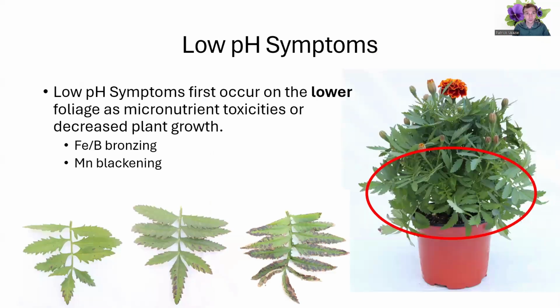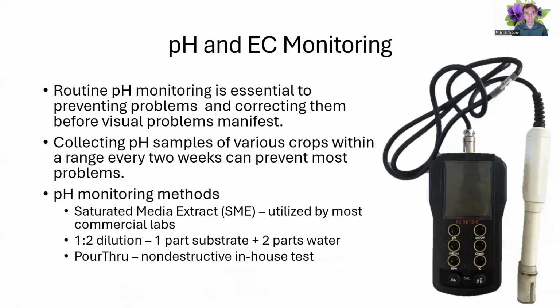on this basil plant. And then for low pH symptoms, generally you're going to see iron or boron bronzing or a manganese blackening. Shown here, it's in the lower 1/3 of the plant where it's going to accumulate greatest first. You can see those symptoms progress on the leaves as we move left to right.